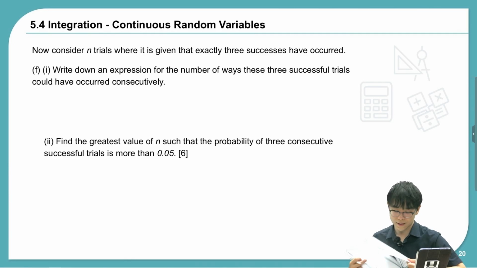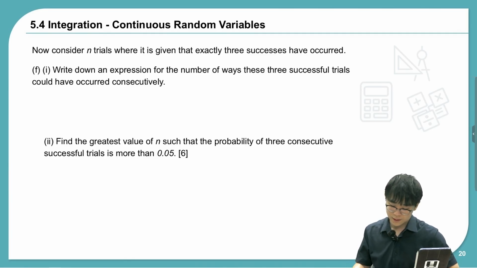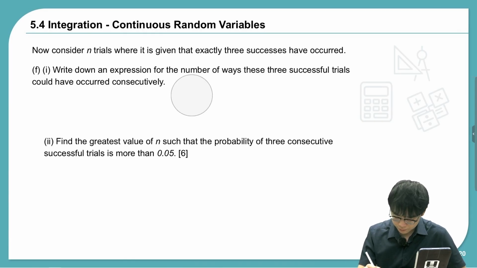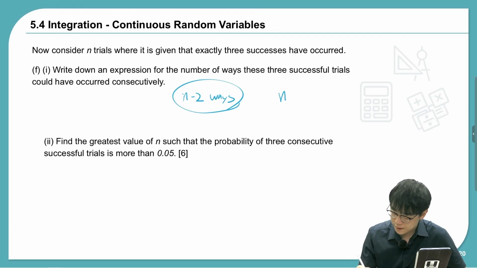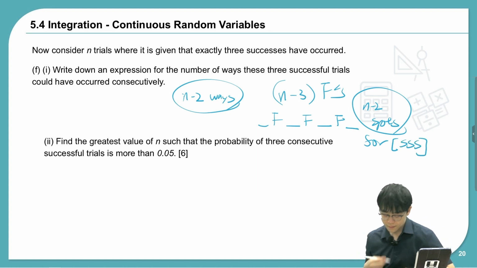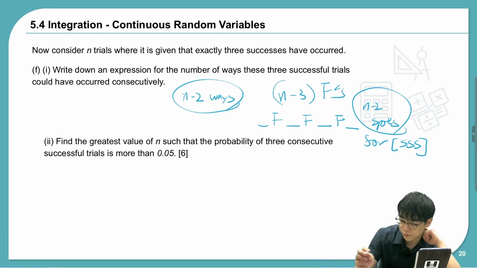Next, we have the number of expressions. So if we have n trials, then how many ways can this happen? So it would be n minus 2 ways, because we have n minus 3 Fs, right? So let's say we have a bunch of Fs, then we have n minus 2 spots, right, for the 3 S's. Then find the greatest value of n such that the probability of 3 consecutive trials is more than 0.05.